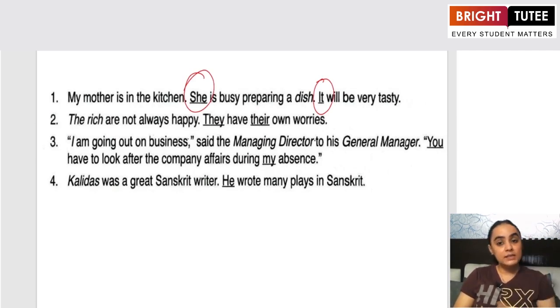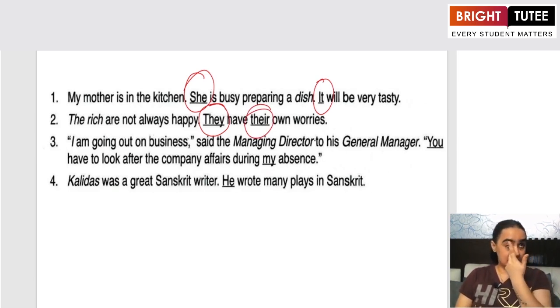So these are the 2 pronouns that I have replaced the nouns with. Let us look at the second sentence. The rich are not always happy. Now, the rich is a plural. It is a group of people that I am talking about. Should I say the rich are not happy? The rich are always looking for money. The rich have their own problems. The rich have their own tensions. No, why repeat the noun the rich again and again? I can replace it with they. So they have their own problems or worries.